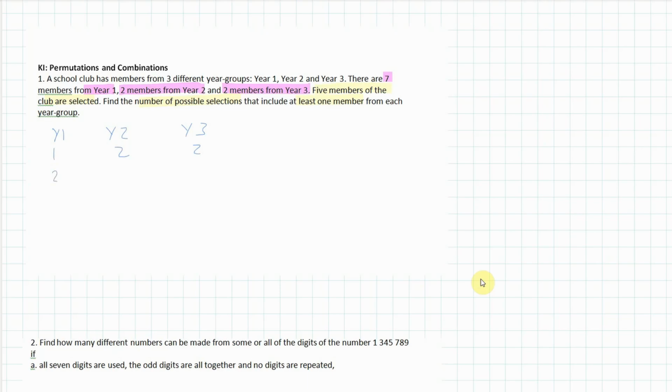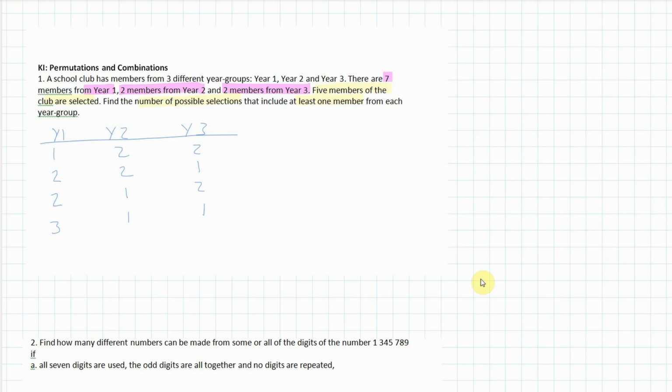Now we can move our year 1s to having 2 year 1s, which means we could either have 2 here and 1 there, because remember we're trying to add up to 5 in total from the club, or we could do 2, 1, 2. Finally, we could do 3 and then 1 of each. And those are the only options that include at least 1 member from each year group.